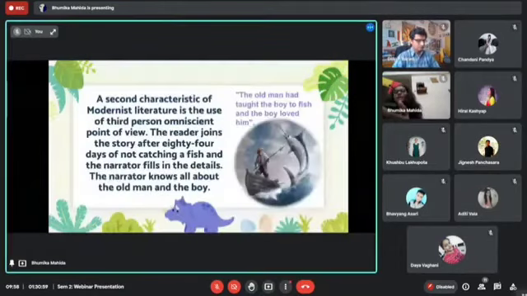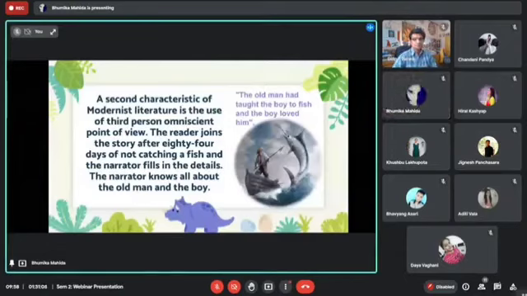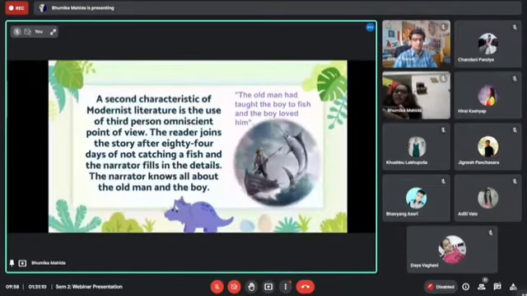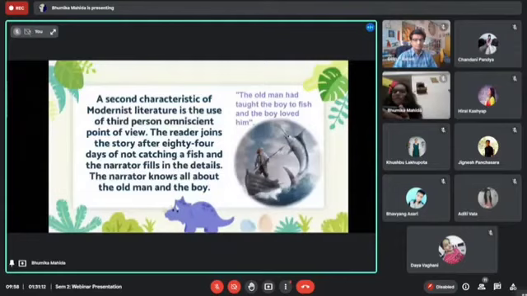The second characteristic of modernist literature is the use of a third person omniscient point of view. The reader joins the story after 84 days of not catching a fish, and the narrator fills in the details. The narrator knows all about the old man and the boy. This sentence is taken from the novel: The old man had taught the boy to fish, and the boy loved him.